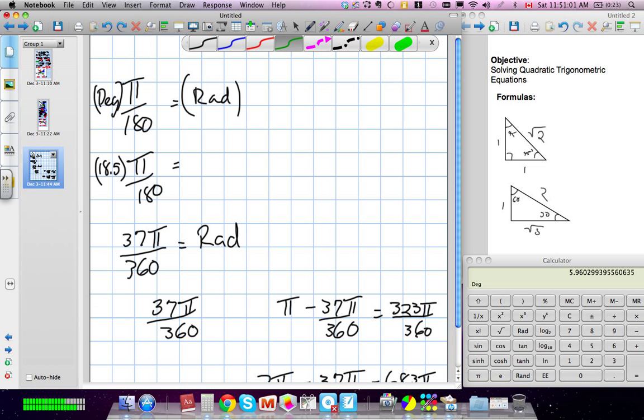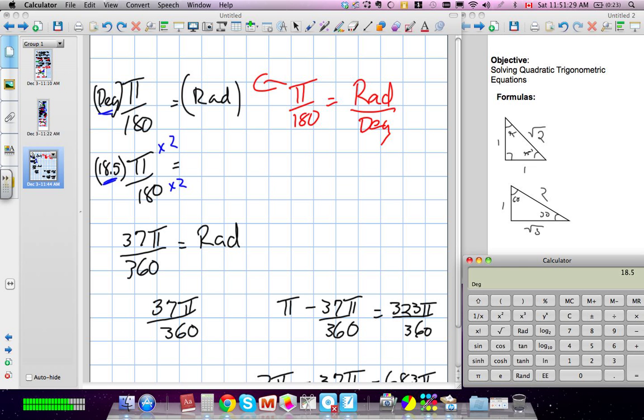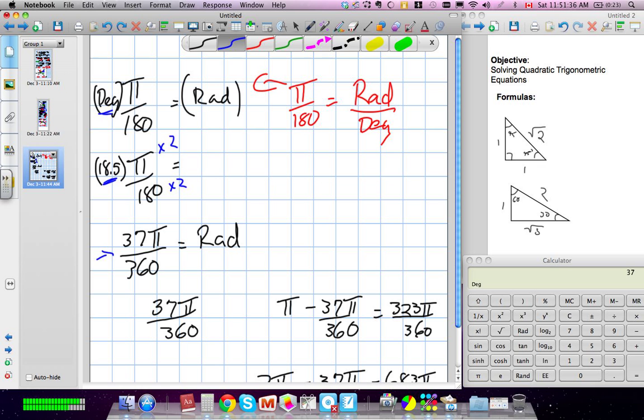our original one is pi over 180 equals radians over degrees. I quickly moved it over here. Our degrees were 18.5, times pi, I plugged it in for the degrees. Now, I wanted a whole number because I don't want to work with a decimal, so I multiplied both the top and the bottom by 2. I multiplied 18.5 times 2. We got 37, and 180 times 2 is 360. So now I'm working with whole numbers. So my radians are 37 pi over 360.